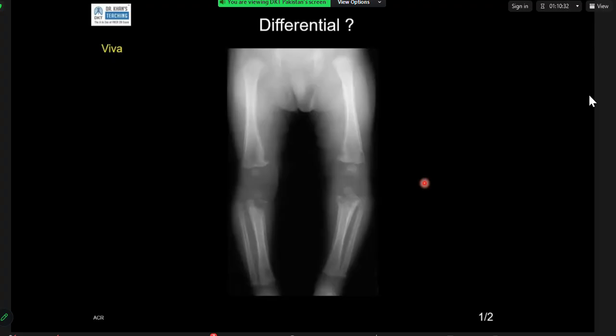So third, I'll keep as infection. Which infection? It could be septic arthritis because of these lytic lesions. However, I cannot see any appreciable joint effusion.